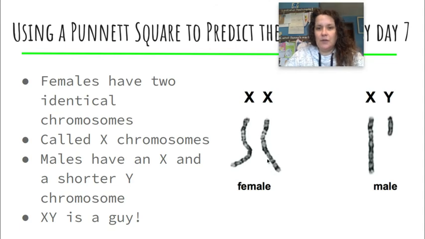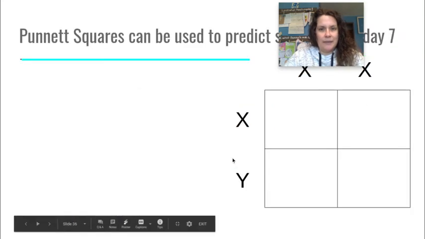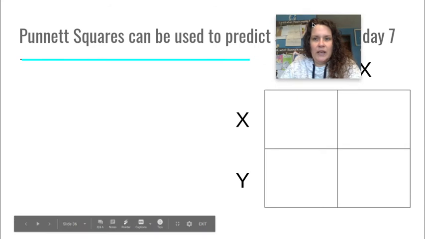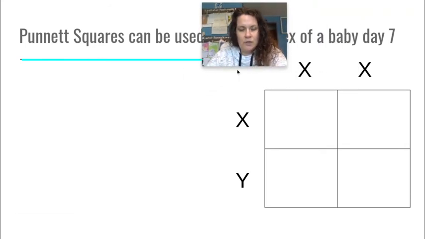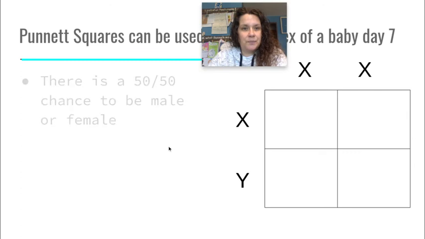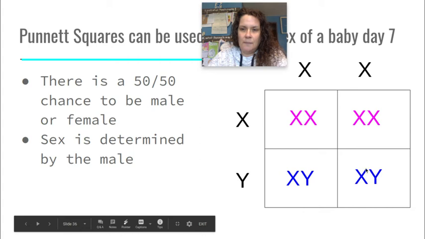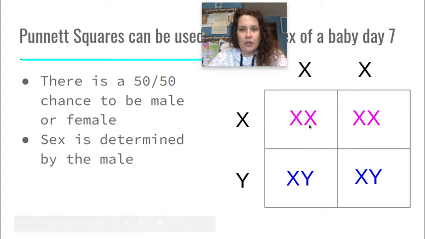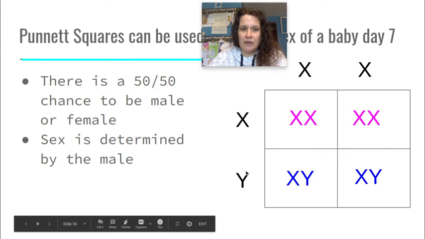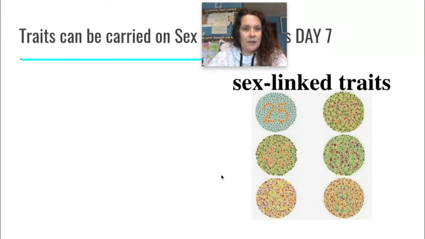So again, if you remember, female sex chromosomes are XX, male is XY. If it has a Y, it's a guy. So we can use Punnett squares to predict the sex of a baby. Basically, if you put XX right up here, XY right here, and then fill that all in, there is a 50-50 shot of having a girl, 2 out of 4, 50-50 shot of having a boy, 2 out of 4. And so that's how you do it.